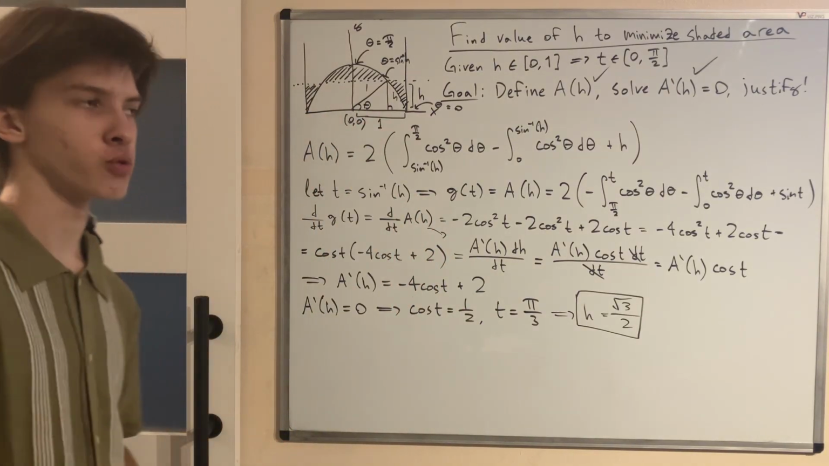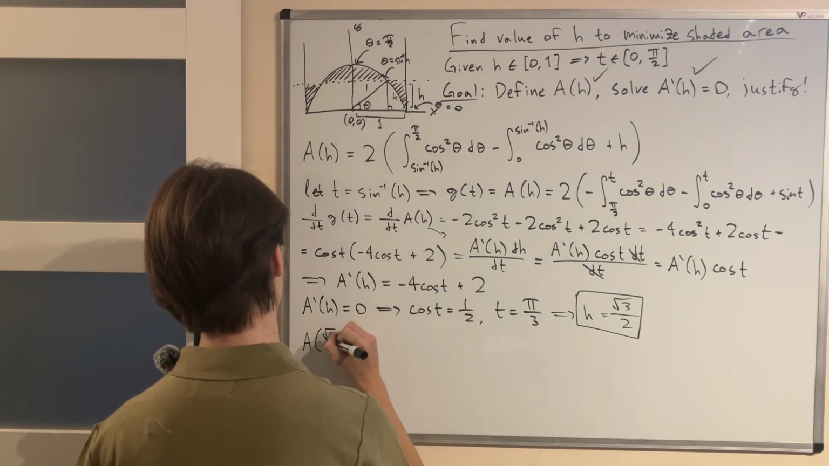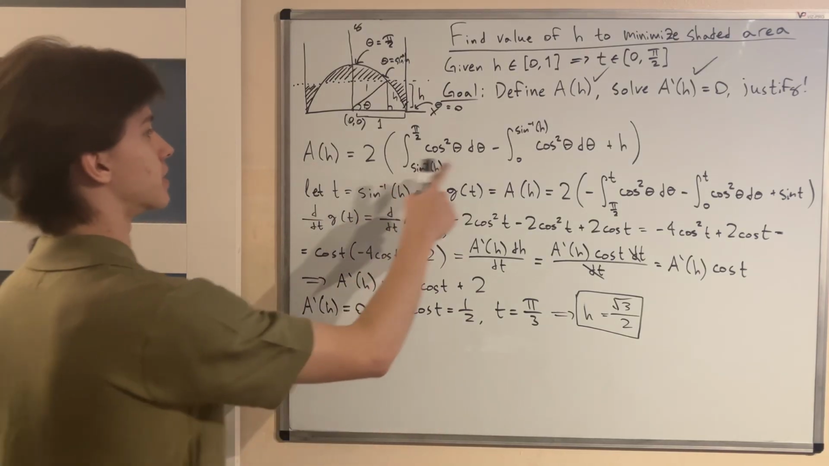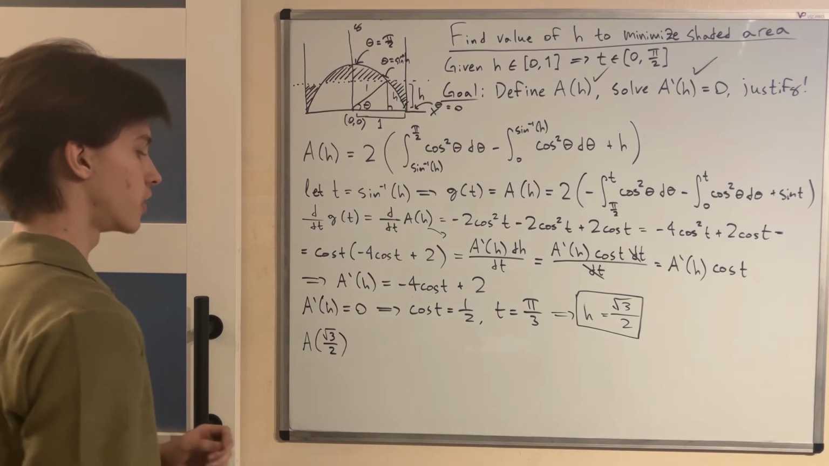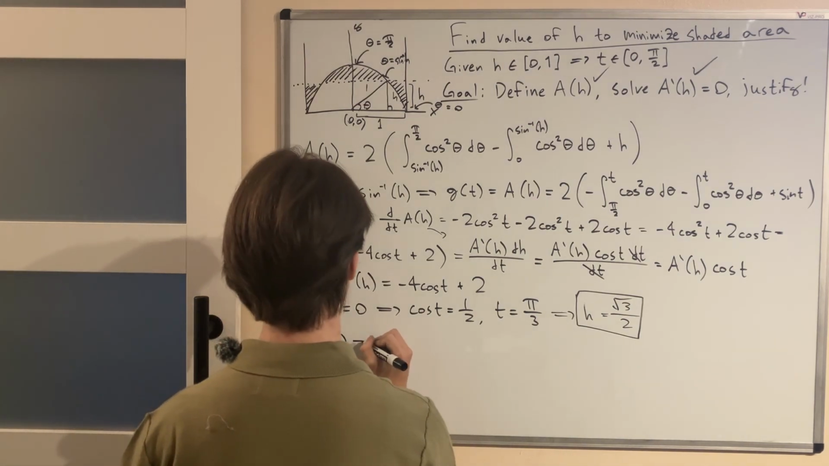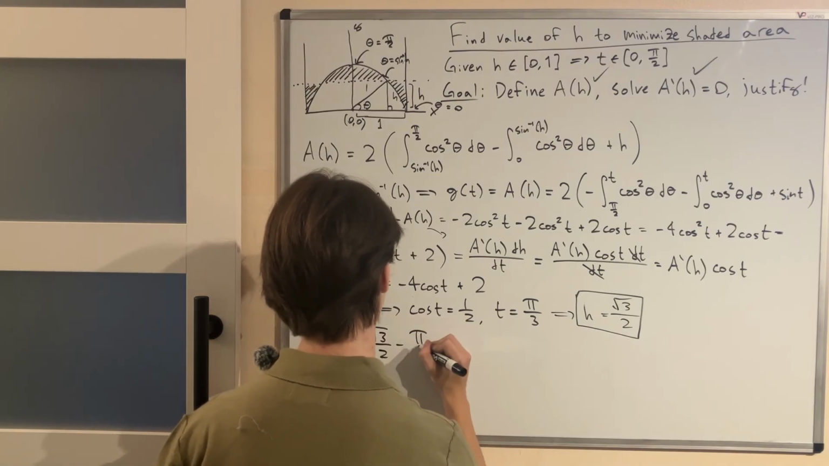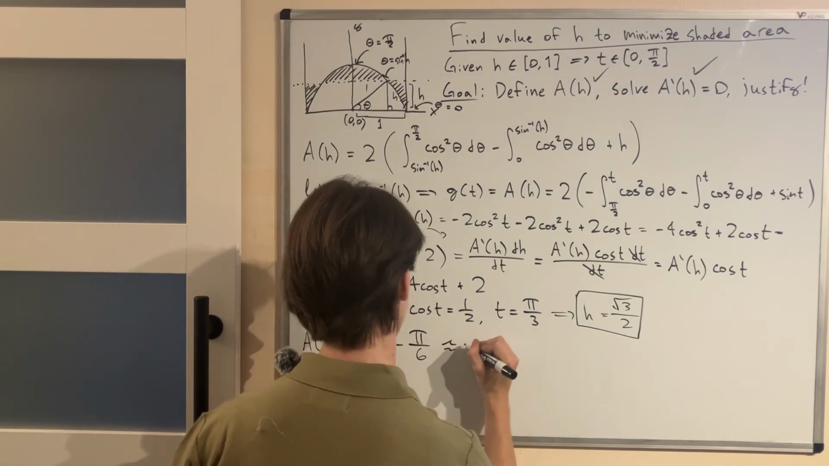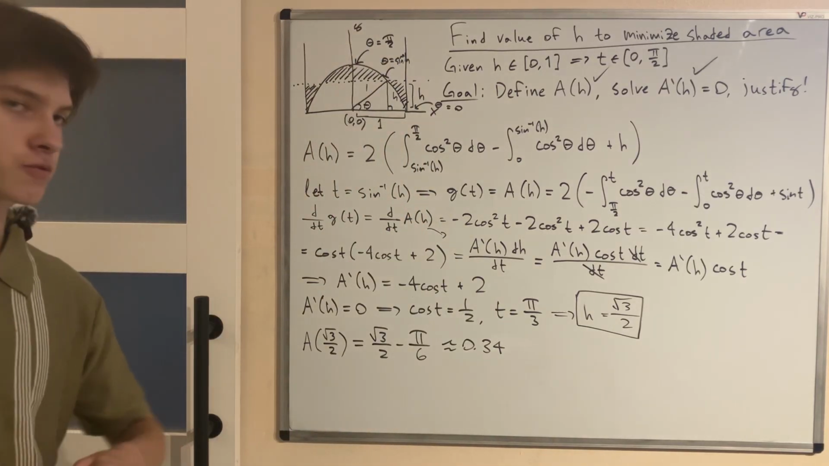And just for fun, if you want to compute a of the square root of 3 over 2, so evaluate these two integrals, I won't do the computation right here, you can try it yourself. You will get a very nice value of square root of 3 over 2 minus pi over 6, which is about 0.34. So that is really it for today's problem.